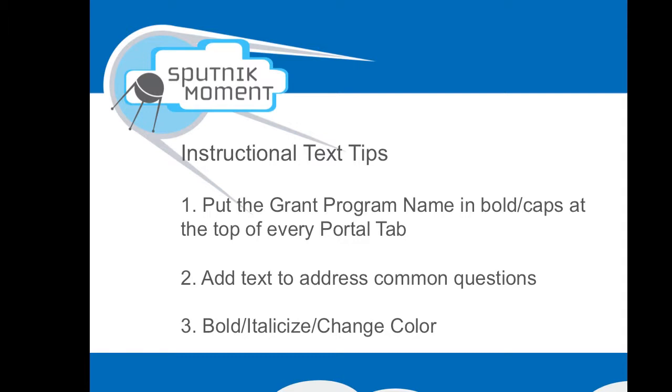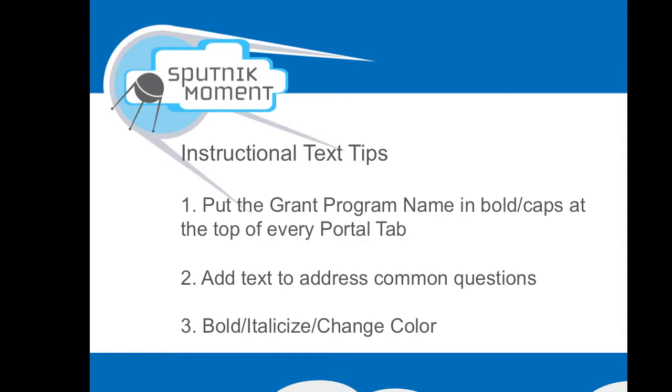Now that you know how to add instructional text, here are a few instructional text tips that we found have been helpful during client implementations. Number 1, put the grant program name in bold or capitals at the top of every portal tab. This helps people remember which type of application they are working on as they move from tab to tab.